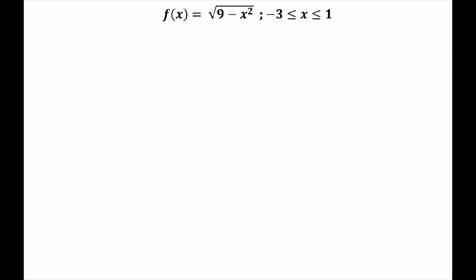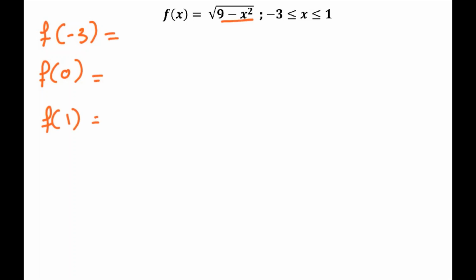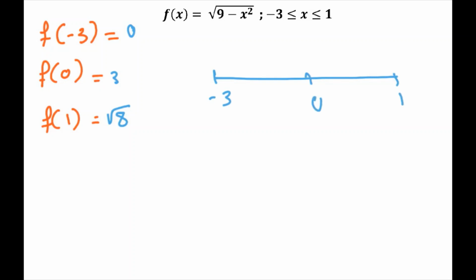Now I'm going to say, what is f of negative 3, what is f of 0, and what is f of 1? By substituting in the equation here, we'll see that f of negative 3 is going to be 0, this is going to be 3, this is going to be square root of 8. And then you draw the number line from negative 3 to 1, and that's 0 here. Study the sign here and here.